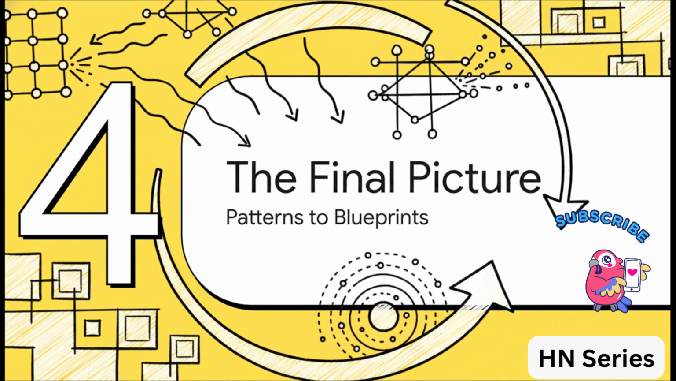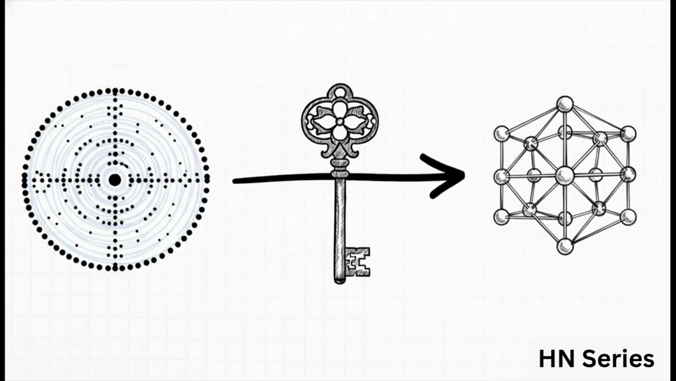Okay, so let's wrap this up. Let's look at the final picture and bring everything together into one big takeaway. Ultimately, that's what Bragg's law is. It's the decoder ring. It lets scientists take a simple pattern of dots from their X-ray detector, a pattern that just looks like abstract art, and translate it into a rich, detailed 3D model of a molecule. It's the bridge that connects the world we can't see to the world we can understand.